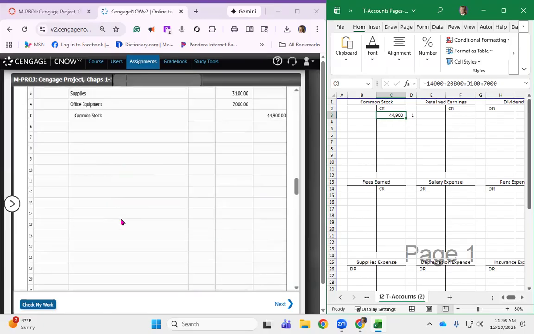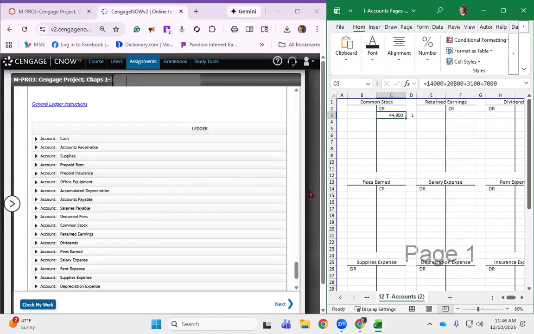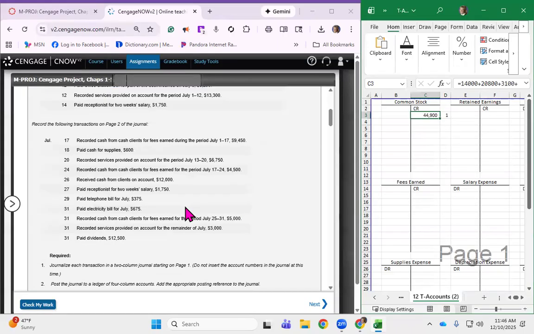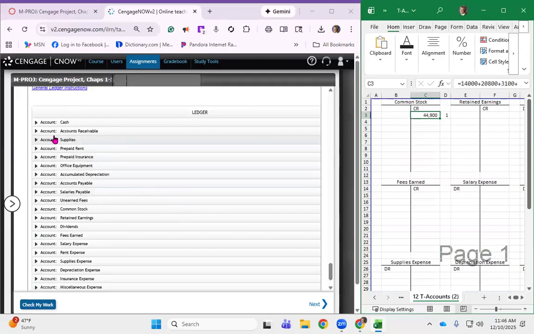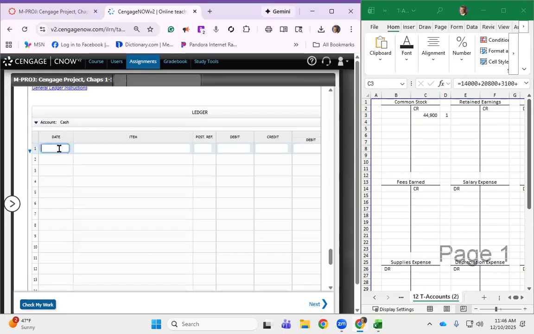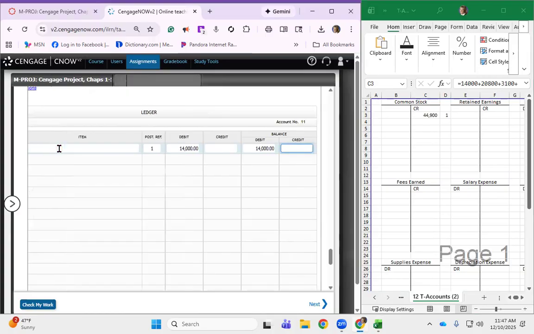I would go to each account separately. So go to the ledger here. I'm going to move this over some so we can get a better picture of the ledger. Here's what the ledger looks like. We've worked with one of these before. I'm going to go to cash and put the date in, July 1st. It's coming from page 1 of the journal. We're making cash go up 14,000, which means its new balance is 14,000.